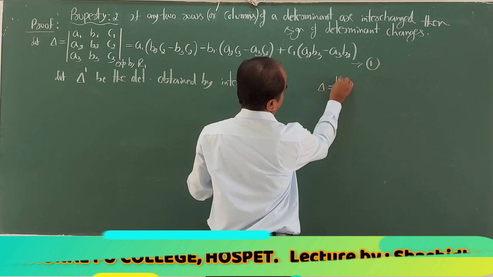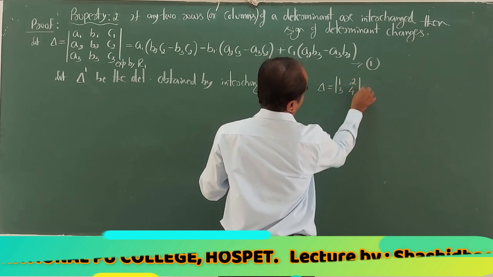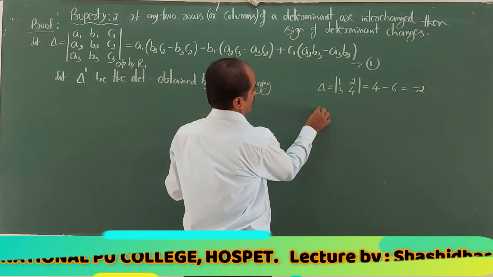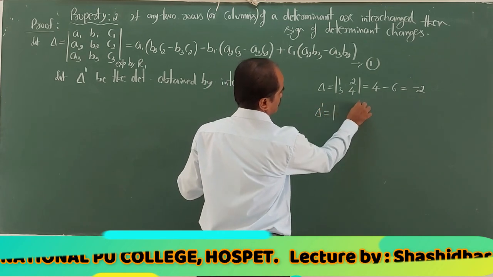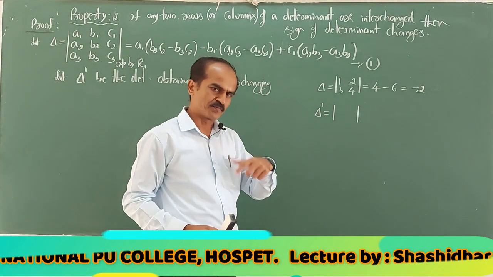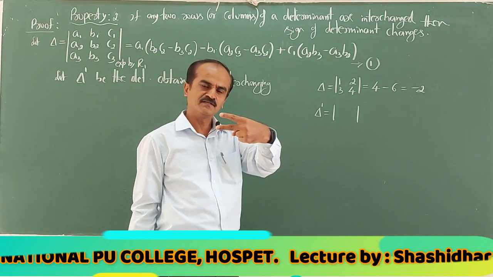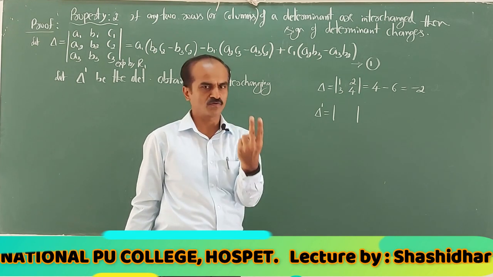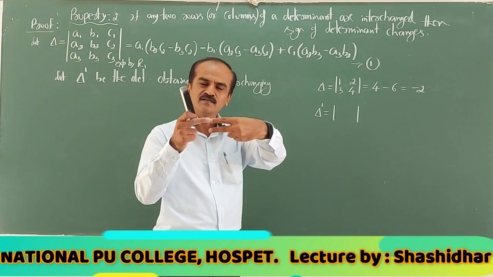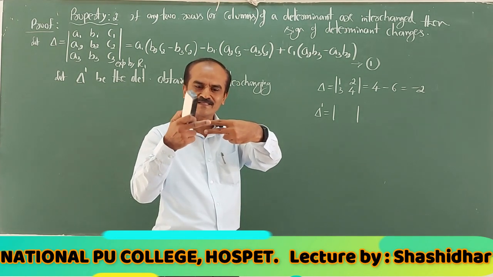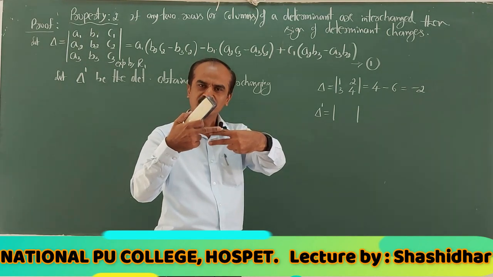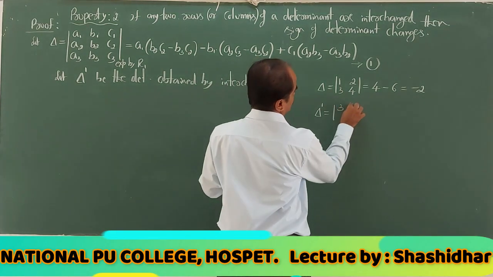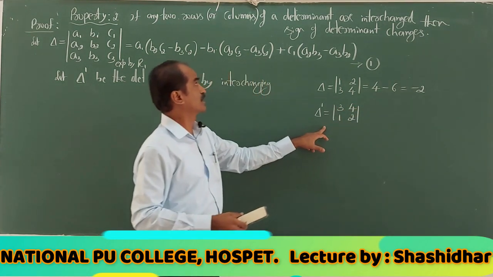I take a determinant of order 2. The value of this determinant is minus 2. Let me write one more determinant, say delta dash. It is obtained by interchanging rows of delta. I am not interchanging rows into columns. I am interchanging R1 with R2. That is, in the place of R1 I am writing R2 elements. In the place of R2 I am writing R1 elements. That is 3, 4, 1, 2.